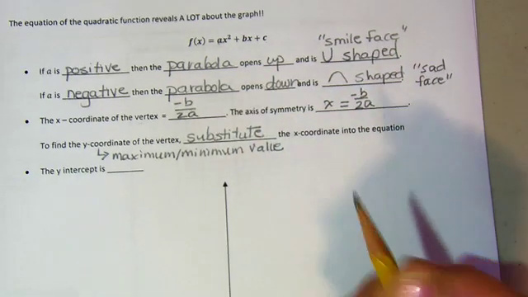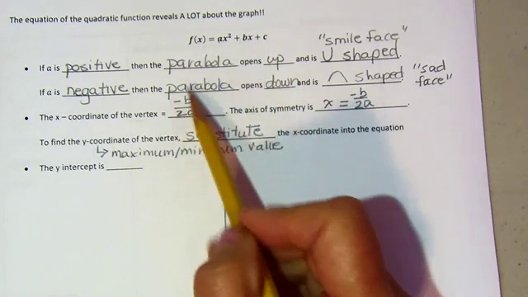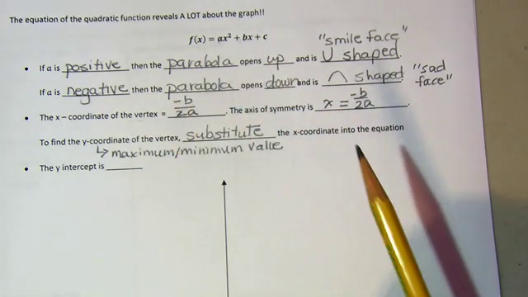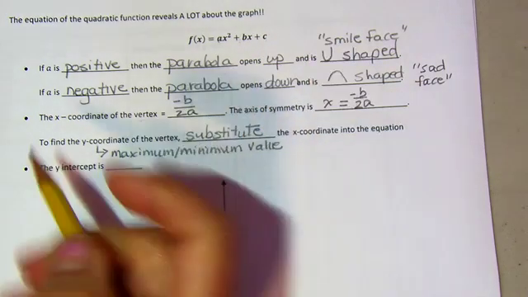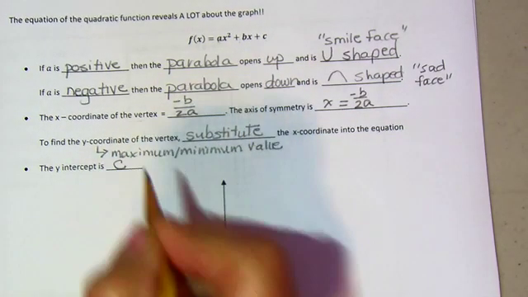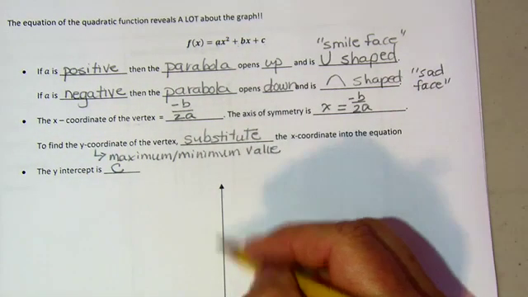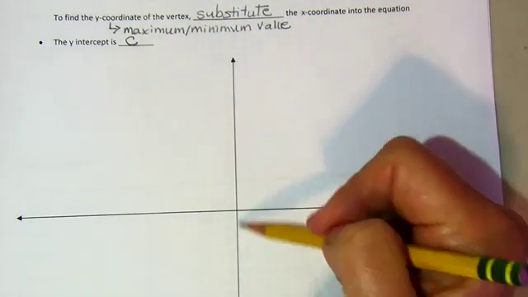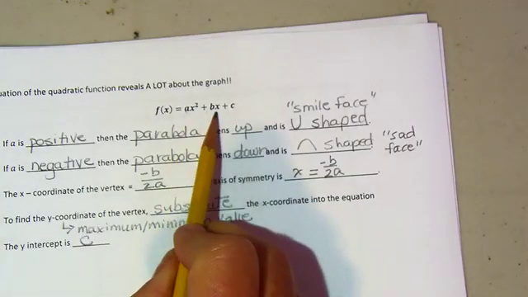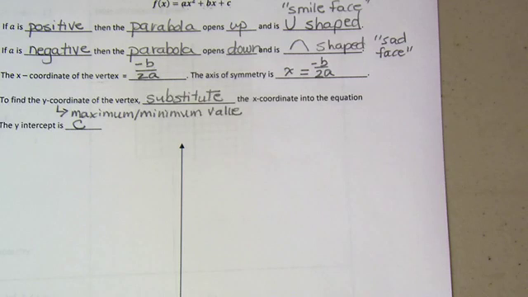Okay, so that's what b tells us. We use b to help us find the x coordinate of the vertex and the axis of symmetry. And then lastly, what does c tell us? Well, c is the y-intercept. If you think about it, that makes sense because we know the y-intercept happens when x is 0. If I put 0 in here for x, both of these terms are going to go away, and I'm left with c.